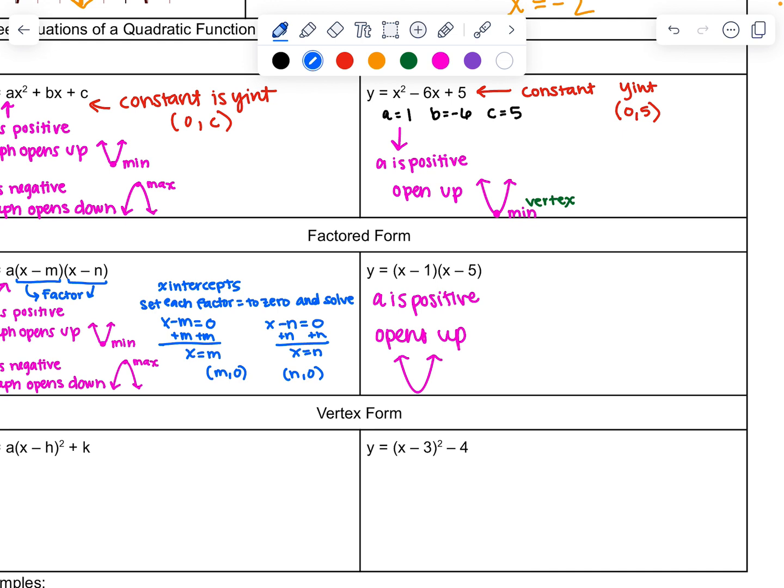The next thing that we need to think about is setting each factor equal to 0. So I'm going to say x minus 1 equals 0. I'd add 1 to both sides. Oops, not 0, 1, excuse me. And then x minus 5 equals 0. I'd add 5 to both sides and I'd get x equals 5. So what this tells us is our x-intercepts are the points (1, 0) and (5, 0).